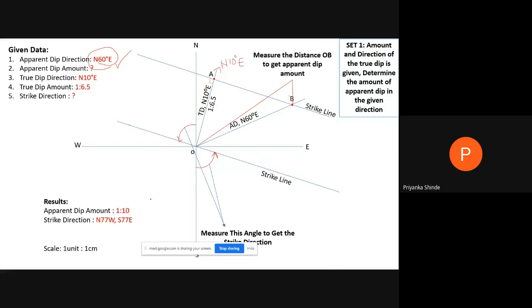Okay, so here we have to write down the results also. So what results did we get? The apparent dip amount, that is, you have to measure the distance OP, and write it as 1:10. And the strike direction, that is the angle of the strike line, we have to measure and write it as north 77 degrees west and south 77 degrees east. So both the angles we need to write to show the strike direction.